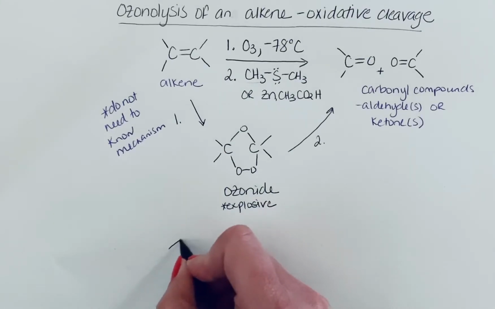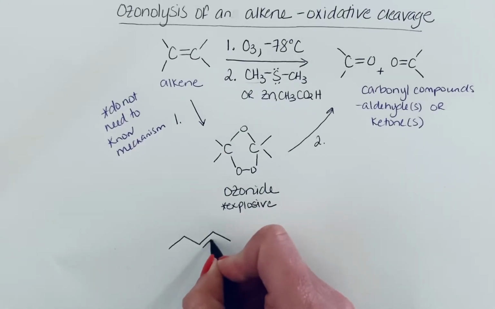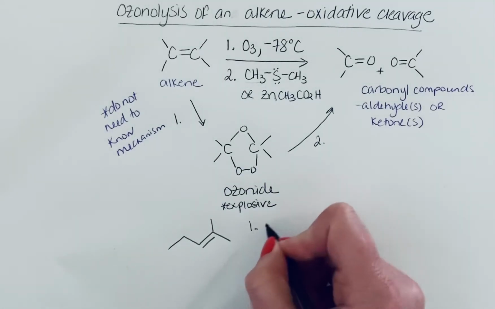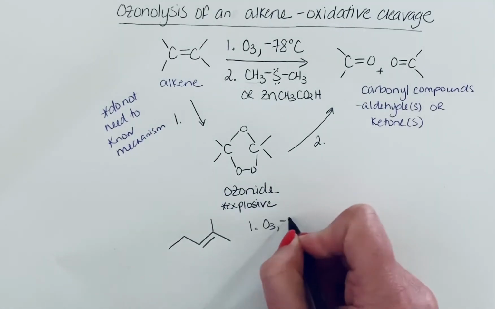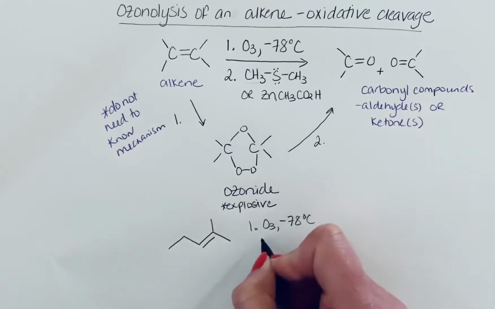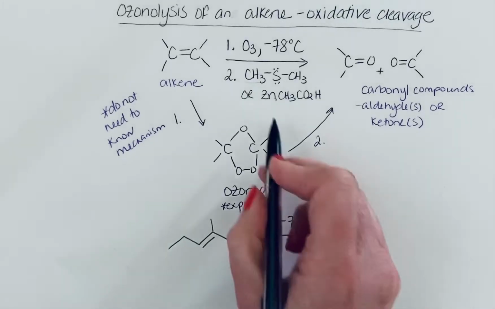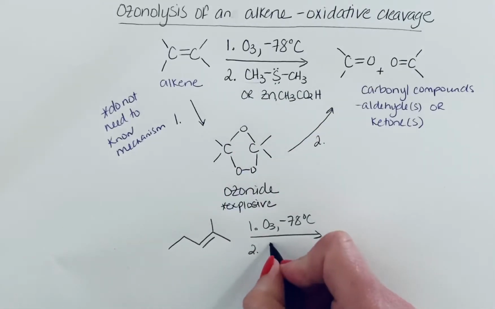So I am going to draw an alkene. So there's my alkene. Put the two-step process up. So ozone at low temperature, followed by the second step, and I am going to choose the dimethyl sulfide.